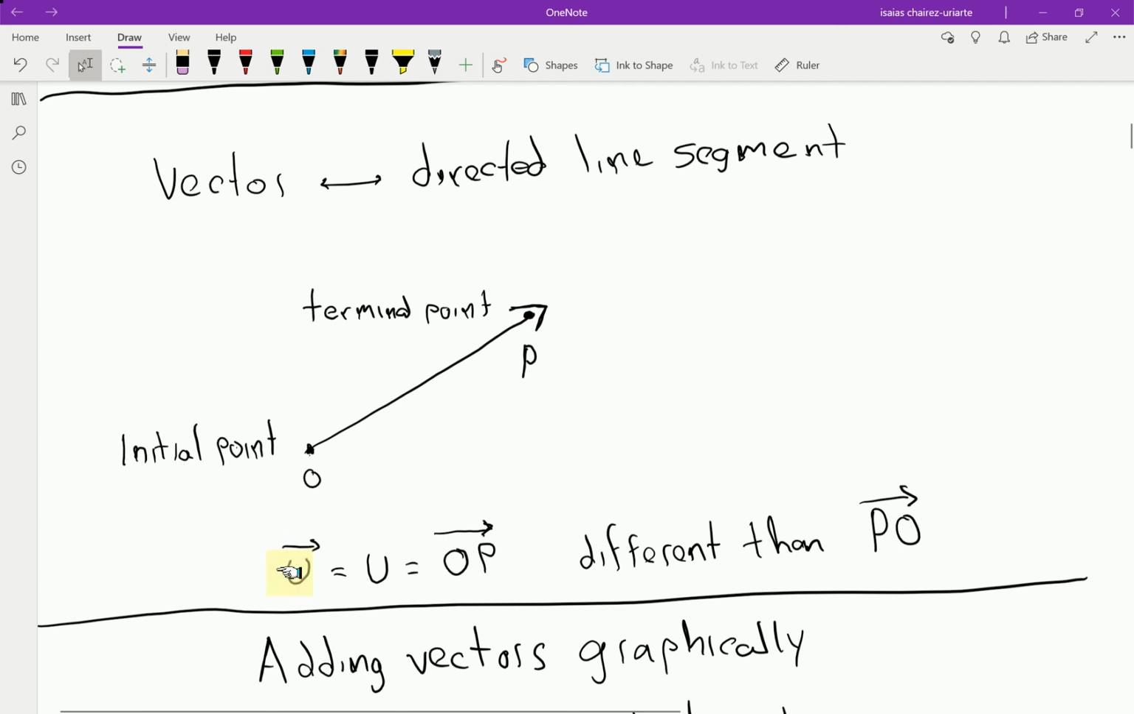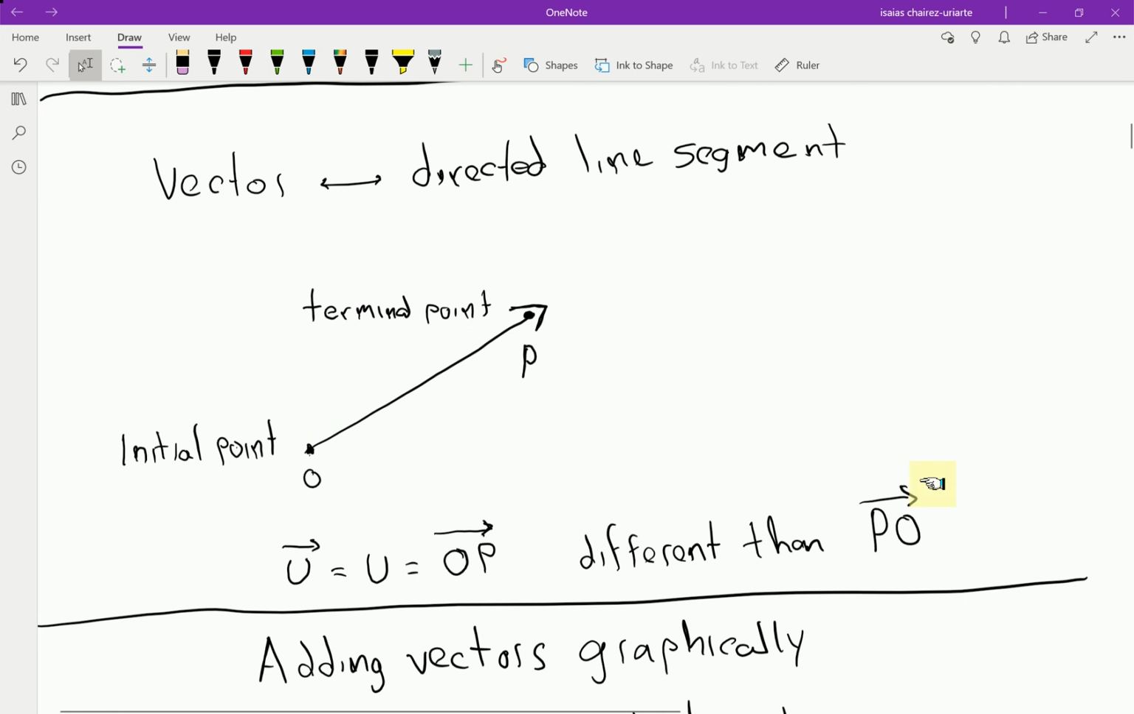I can denote the vector by using this type of notation. This guy says U, and then there's this little line up here indicating that it's a vector. Sometimes you just see U or V. They're usually bold letters. Or you can also think of vectors in this form. It's O to P, and then there's this upper line here which indicates which direction the vector is going. It's going from O to the point P, which is very different than going from the point P to the point O. They would be going in opposite directions.